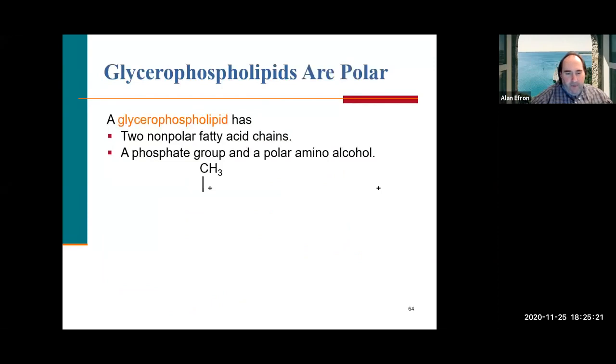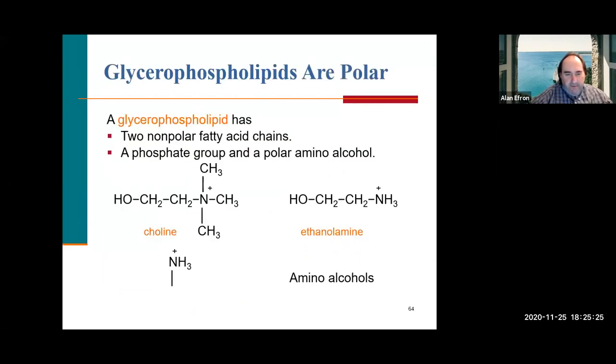They are polar. They have 2 non-polar fatty acid chains. They have a phosphate group and an amino alcohol. And here's some examples of amino alcohols. And again, choline is an example of it. And it has this sort of polar part. Again, you see the positive nitrogen in each of those, creating a polar side to that molecule.